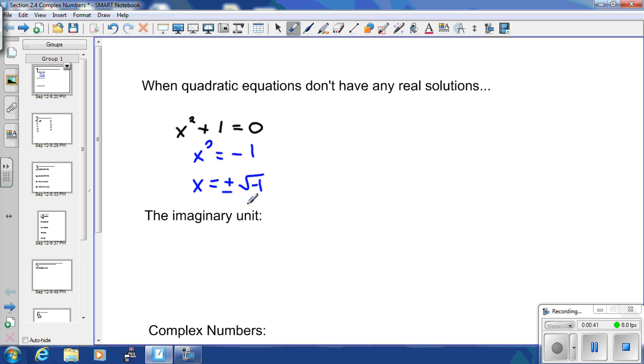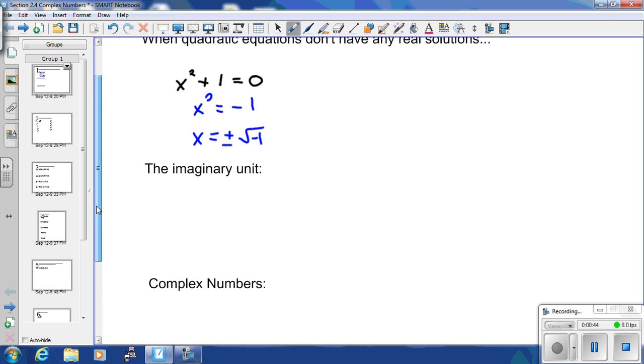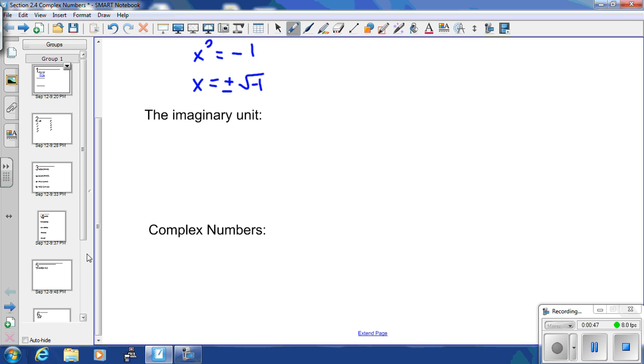The way around this, how mathematicians got around this dilemma, was they invented something called the imaginary unit. And this is a clever way to solve the problem, and it opened up an entirely new area of math. They said, we're going to let the square root of negative 1 equal something called i. Since the square root of negative 1 is i, we have plus or minus i. And it gives us another set of numbers to deal with called the complex number system.